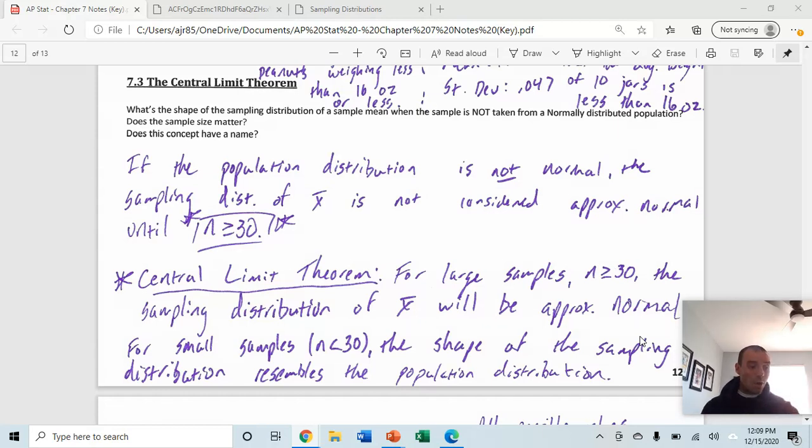This central limit theorem is only used when we are talking about a mean problem. When we're talking about mean problems, we use this sampling distribution and this central limit theorem. This does not apply to proportion problems, only to means. For small samples, when n is less than 30, the shape of the sampling distribution resembles the population distribution. So the central limit theorem says when the sample size is greater than or equal to 30, the sampling distribution is automatically approximately normal, no matter the population shape.